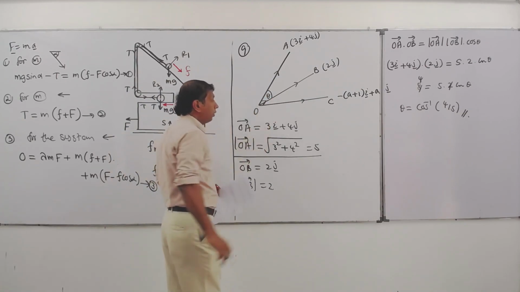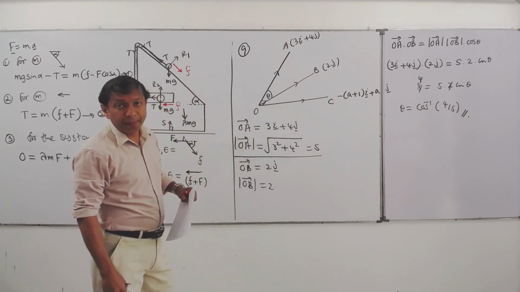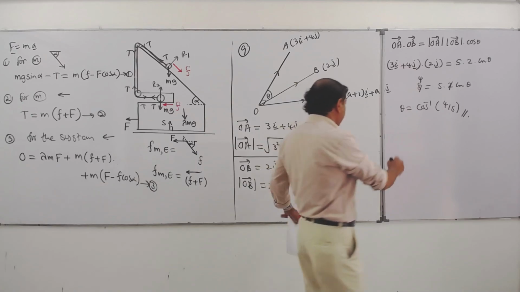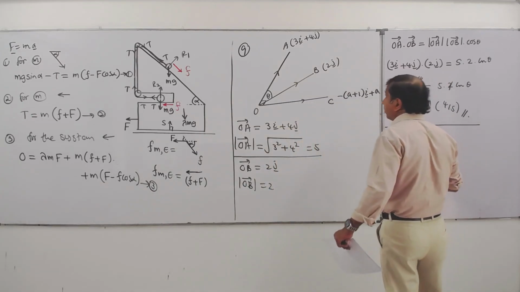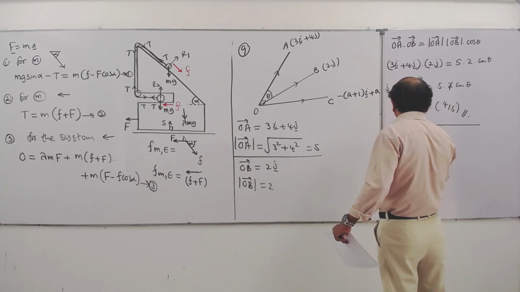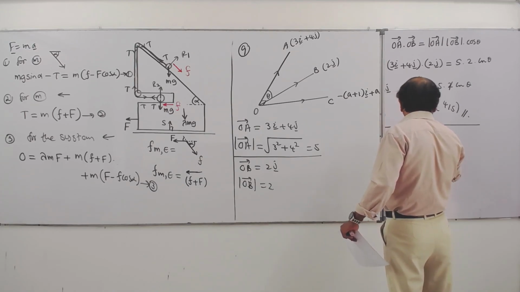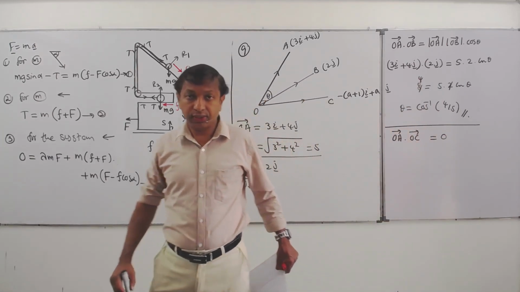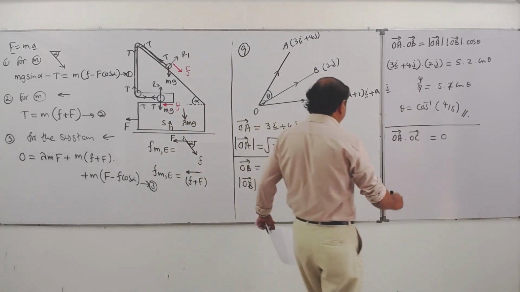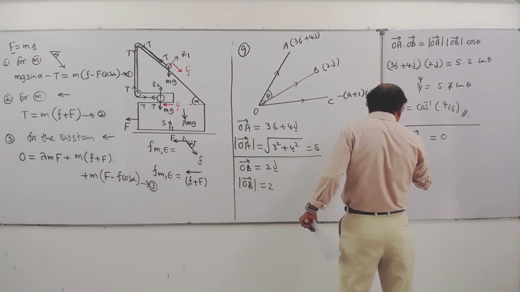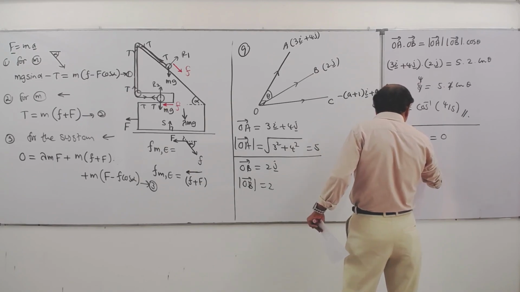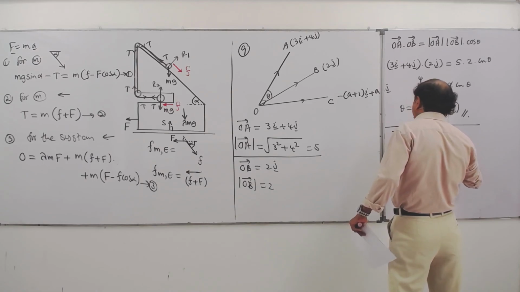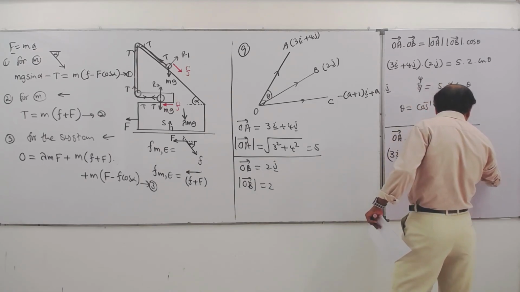This vector and this vector, people, are perpendicular. You know, when two vectors are perpendicular to each other, the dot product is 0. Then we can write OA dot OC should be 0, because the two vectors OA and OC are perpendicular if that angle is 90. OA is 3i plus 4j, dot OC, which is minus (A plus 1)i plus Aj, should be equal to 0.